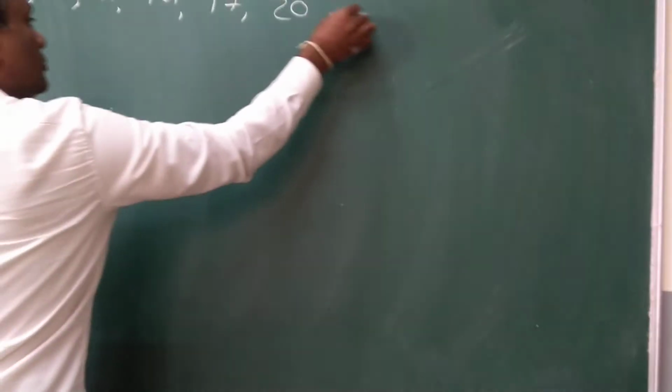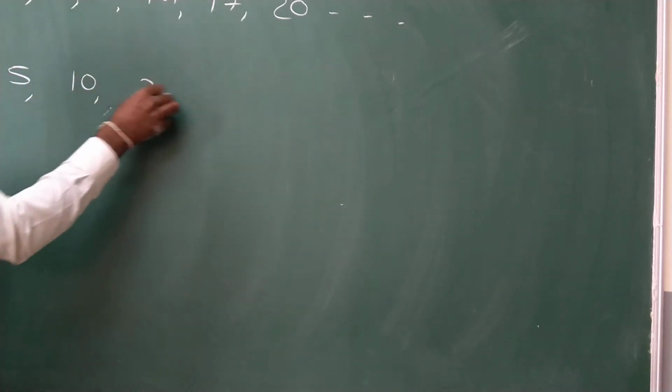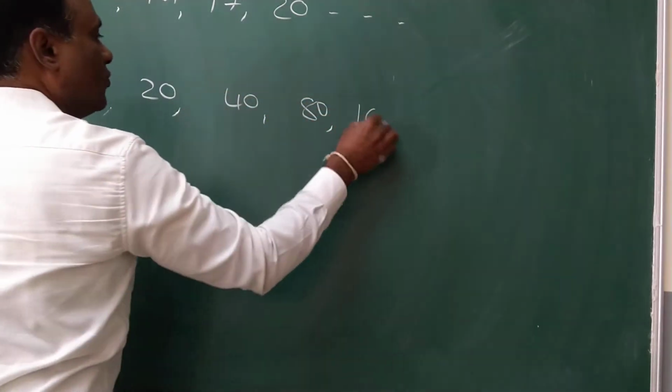Suppose numbers are arranged according to a particular rule, any rule. For example, 5, suppose 3 is added: 8, 11, 14, 17, 20. And another series: 5, 10, 20, 40, 80, 160.